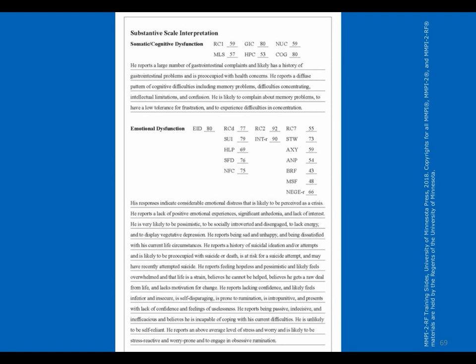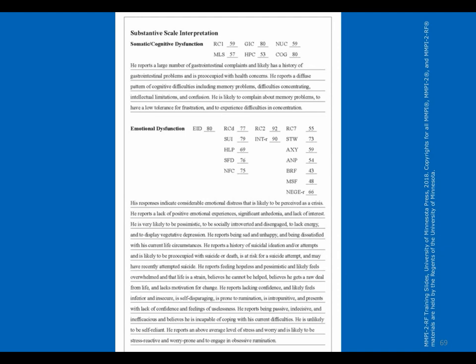So we have more to say when we move into the substantive scale interpretation. The first domain listed in this area is somatic cognitive dysfunction. You recall earlier that we had elevations present on gastrointestinal complaints and cognitive complaints, and so we're going to provide our interpretations of those two areas here.